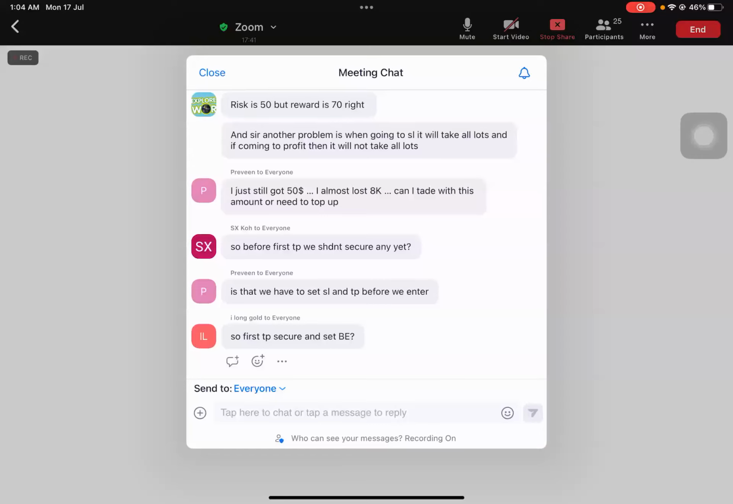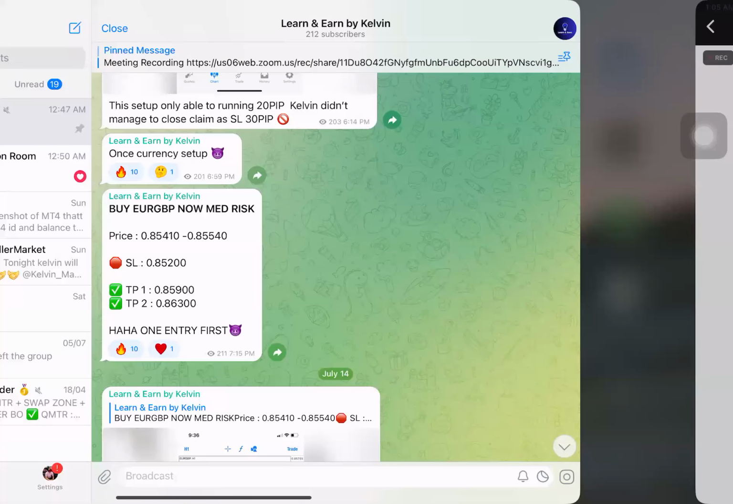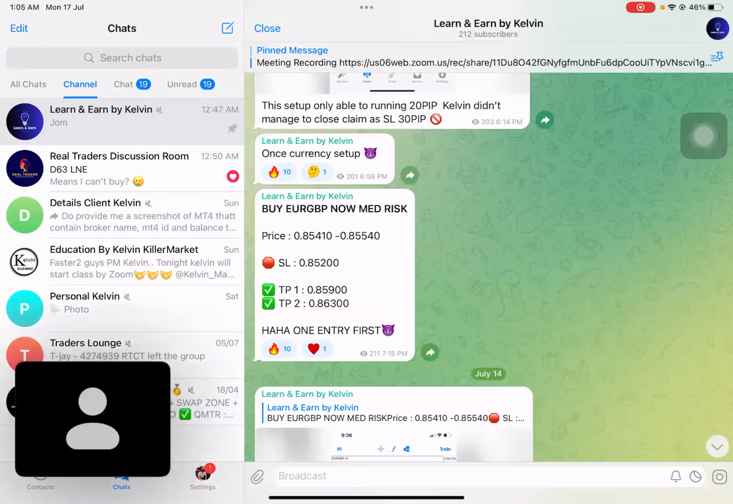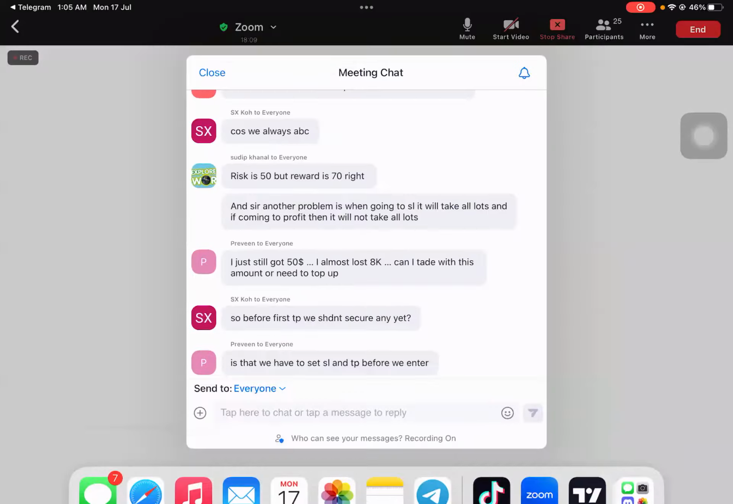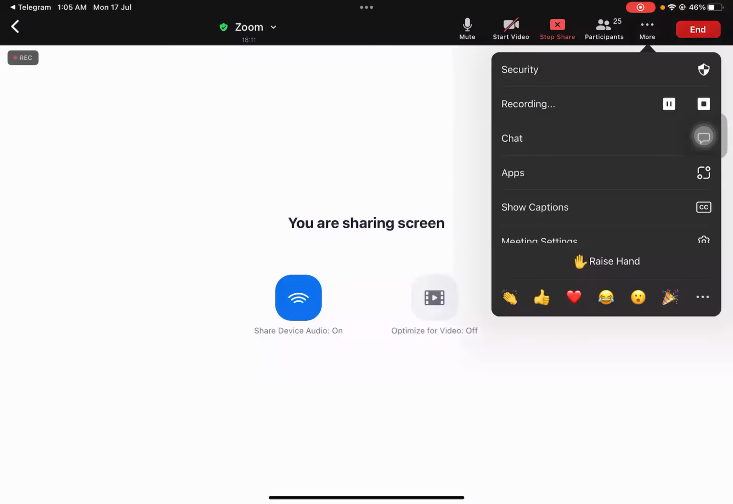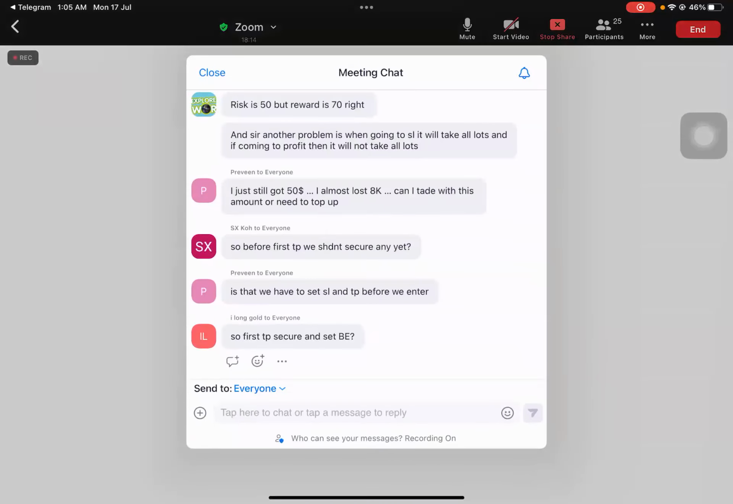So first TP secure and set BE, not really on first TP, but I'm talking about the risk. Whenever the price starts to run at risk and reward ratio 1:1, you can start to secure. For example, for the Euro GBP just now, you're risking 36 pips. So whenever the price is already running 36 pips, you can secure positions or set the break even, depends on you. If you want to secure all, you can do so also.